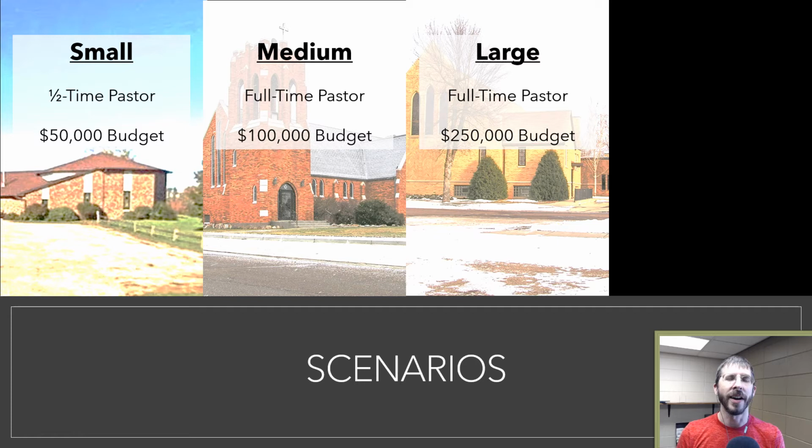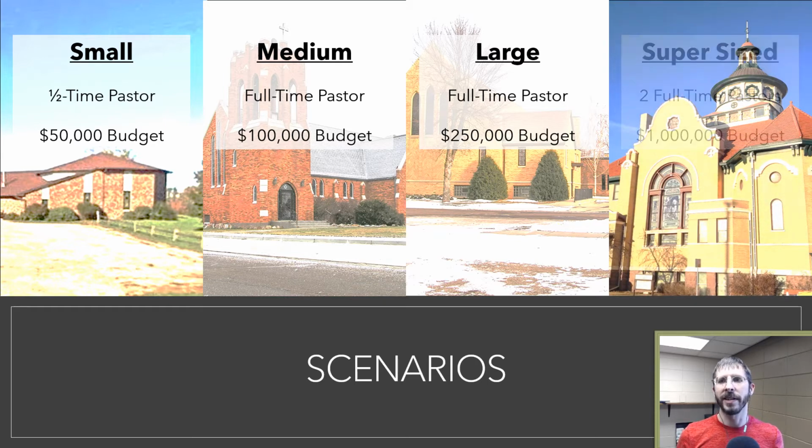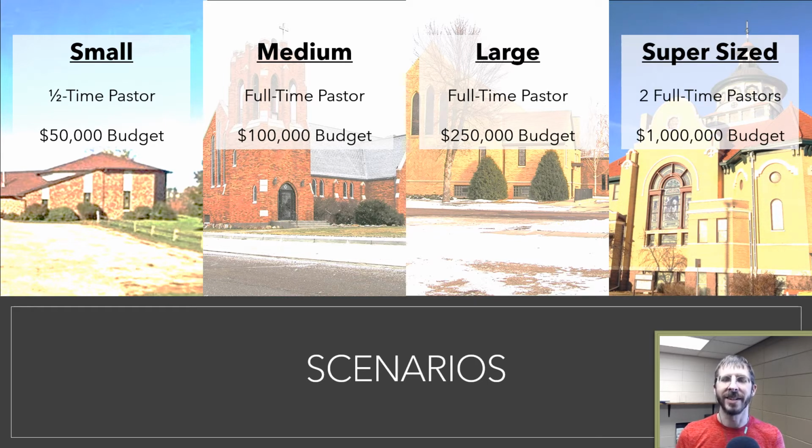They might have other staff, but really, when I'm looking at the costs because I'm looking at health insurance and pension and apportionments, I'm looking at just the clergy that's appointed there. And then you have your supersized church, which might have a senior pastor and an associate pastor and a $1 million budget. So, by the way, I'm just using these pictures of the churches as an example. This is not their real finances or anything like that. So let's go into it.